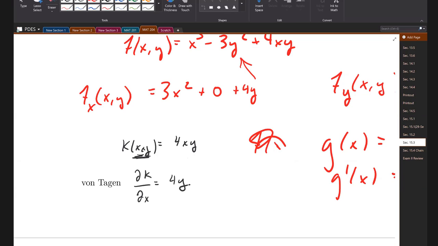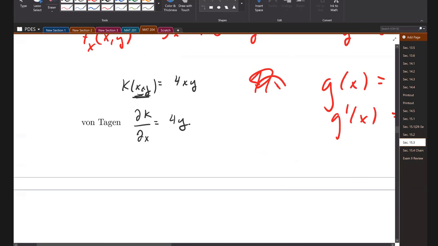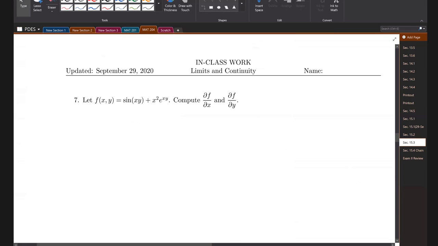That makes sense. Great. Okay, folks, thank you. Let's keep going. Here we go, let's do some more interesting problems. So we've got partial f, partial x is equal to, and I'm just going to run through this. I'm going to treat y as a constant. So the derivative of this would be y cosine xy plus, here I've got to do a product rule, so x squared times y e to the xy plus 2x e to the xy, applying the product rule there.